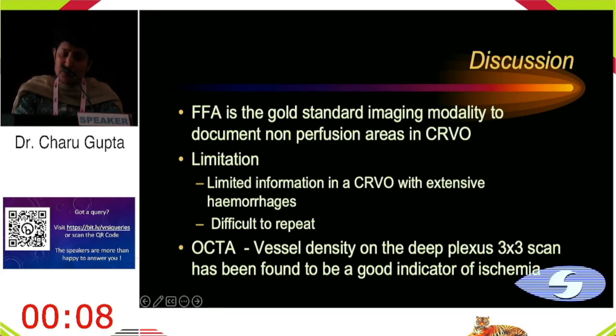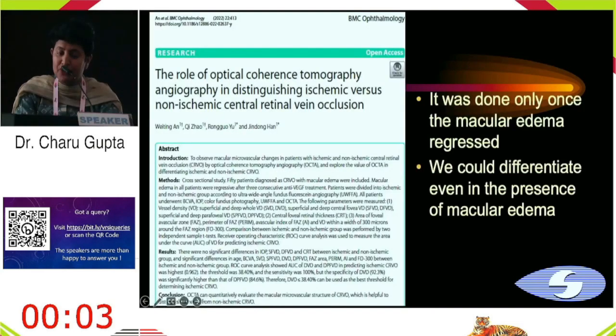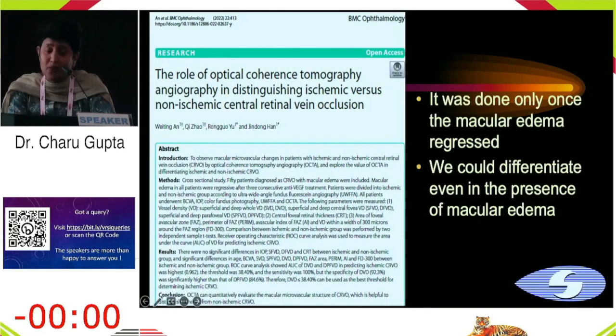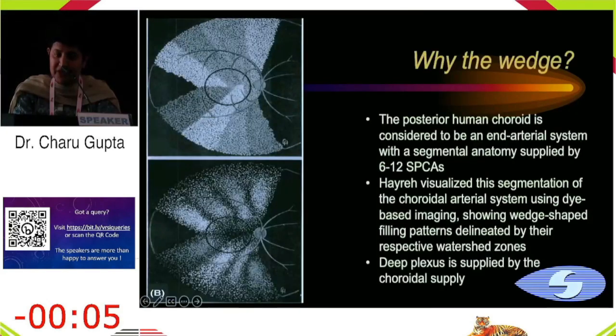There's a study which shows that the vessel density on the deep plexus of the 3x3 scan was found to be a good indicator. This is a study from 2022. But this was only done once the macular edema regressed. We could differentiate it even in the presence of macular edema.